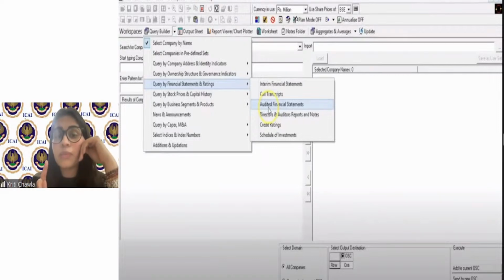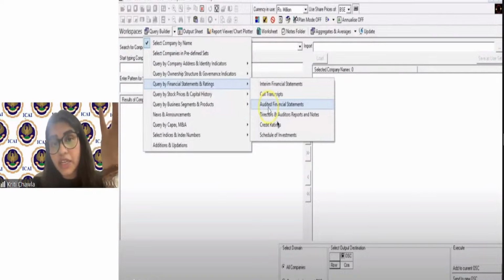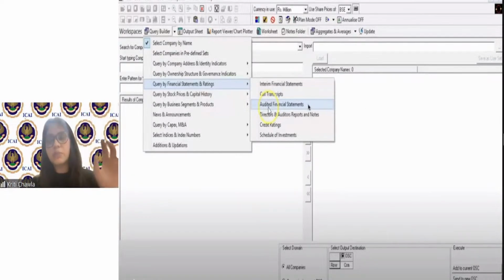So I need to find out the profit margin of these companies. So what I'll do is, I'll go back to the software, and I'll say that for those 207 companies, I want audited financial statements. If I have the audited financial statements, I can calculate the profit margin very easily, because I'll calculate the operating profit and divide it by sales.